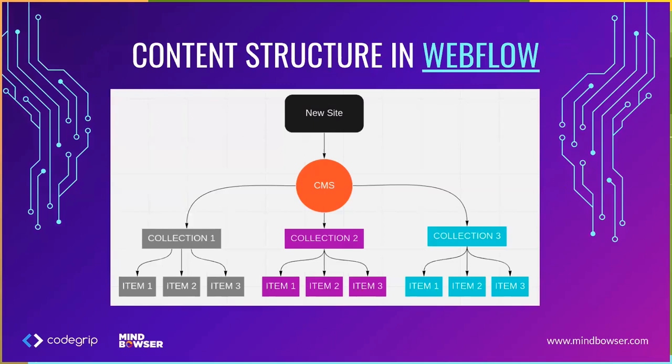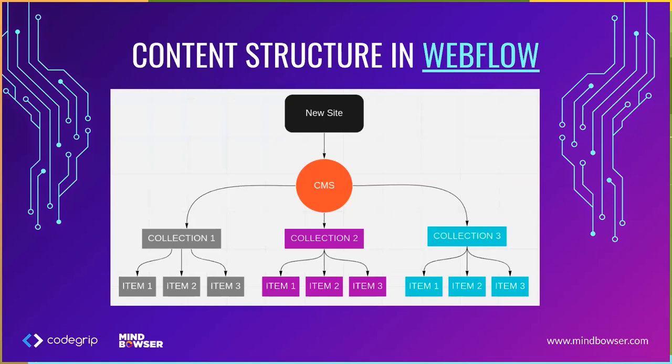Now let's understand how the content structure in Webflow works. Firstly, we have the site. The site is nothing but the website you're trying to build. It can be a blog, e-commerce site, etc. Now every site will have its own CMS. Next, we have a collection. A collection is like a database. It is where we can store our content that can be used throughout our project programmatically. And finally, we have the items. Items here are the individual data records in each collection.